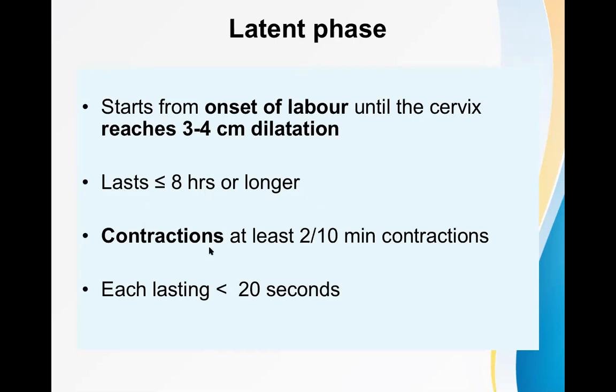In this latent phase, the uterine contractions are at least 2 for every 10 minutes, meaning 2 contractions in a 10-minute examination. This is the frequency of the contractions, and here is the duration. Each contraction lasts less than 20 seconds. This is the duration, and this is the frequency: in 10 minutes, how many contractions are coming? There should be at least 2. So this is the latent phase.